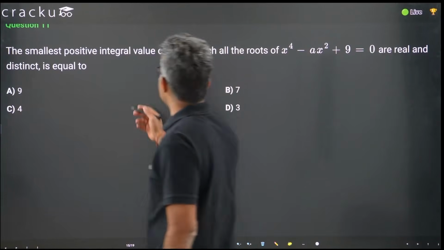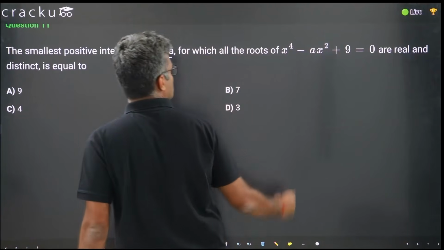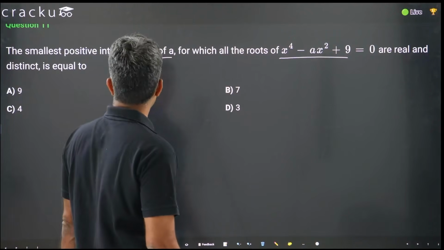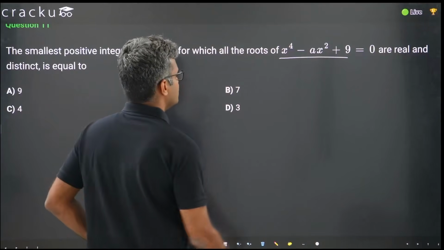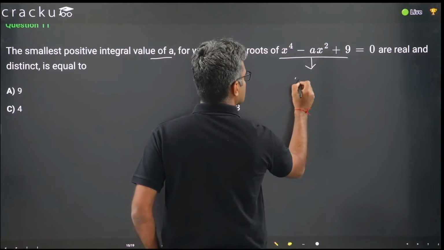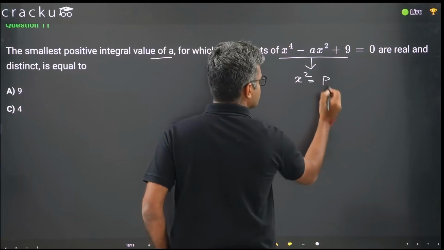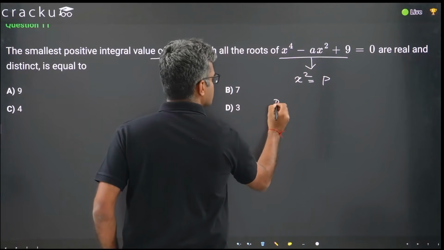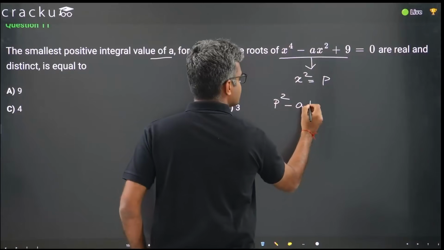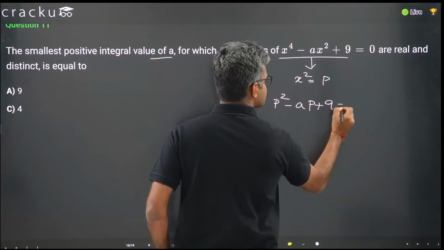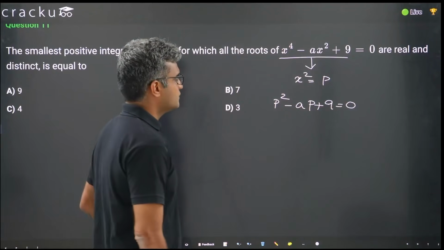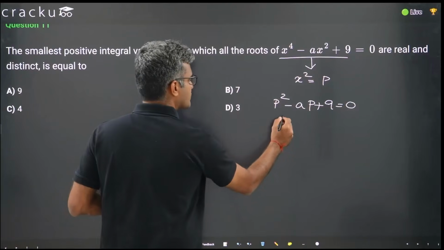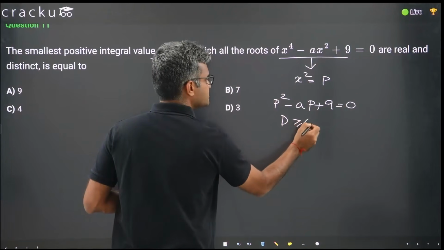The smallest positive integral value of a, for which the roots of x to the power 4 minus a x square plus 9 are real and distinct. So here, if you assume that x square is equal to p, what is the quadratic equation looking like? It is p square minus ap plus 9 is equal to 0. Now for the roots to be real, we want the discriminant of this quadratic equation to be greater than or equal to 0.